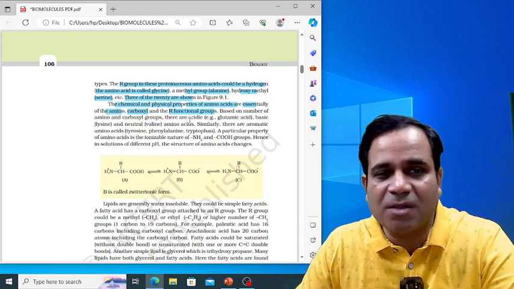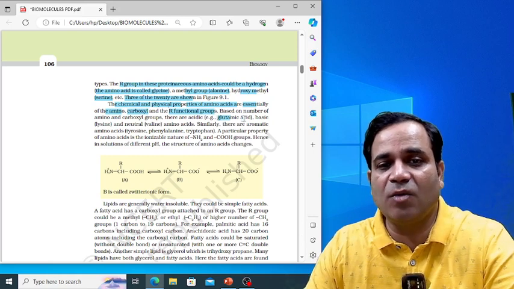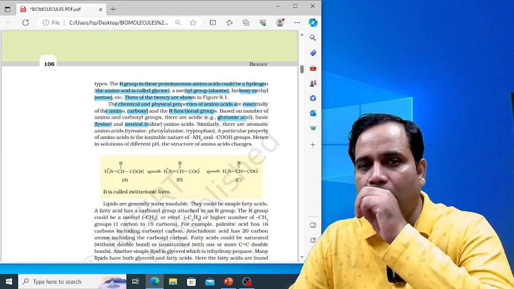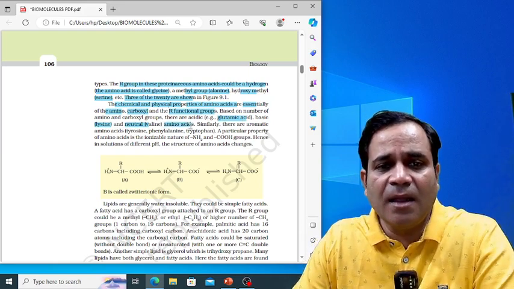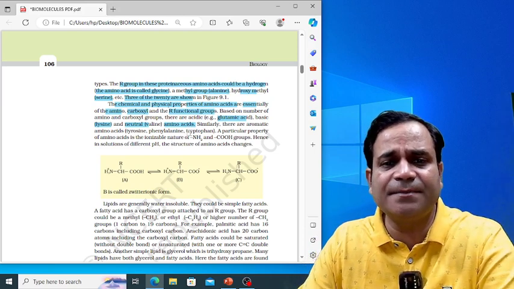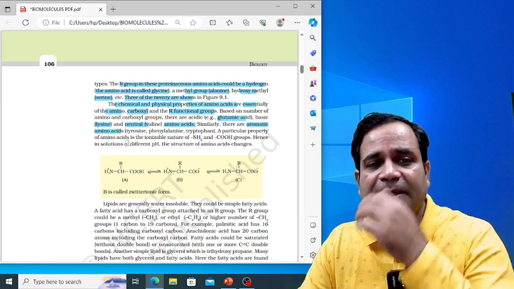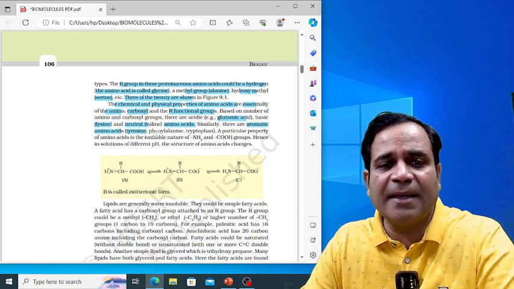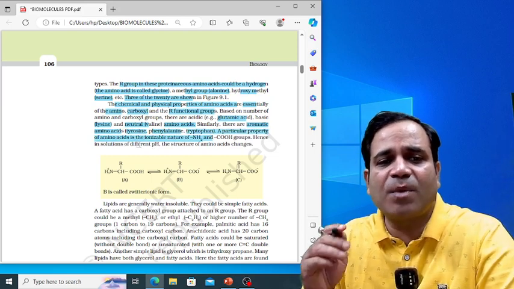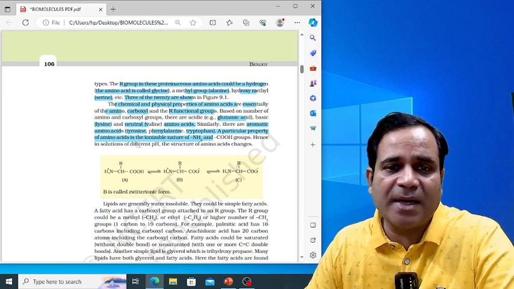So here, based on the number of amine and carboxyl groups, they are what? Acidic, glutamic acid; basic, lysine; neutral, valine, amino acids. So all these are. Similarly, there are aromatic amino acids, my dear: tyrosine, phenylalanine, tryptophan, these all are. A particular property of amino acids is what? Ionizable in nature, my dear. That is what? NH2 and COOH group.